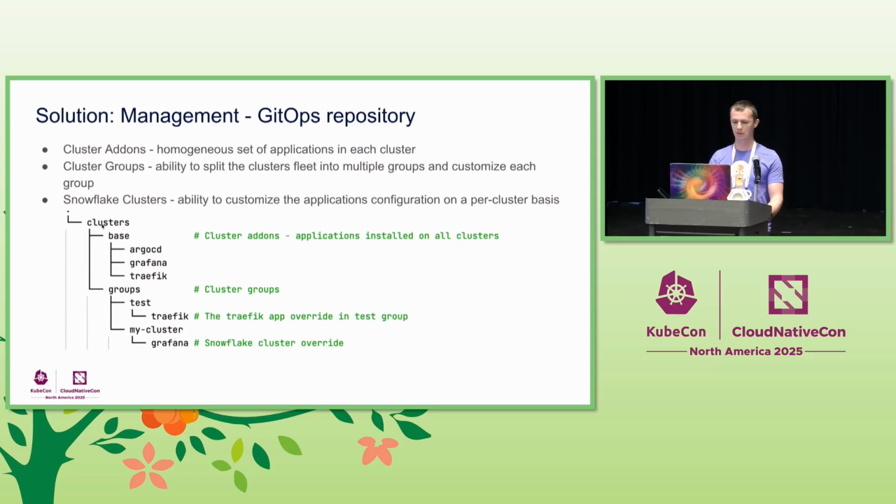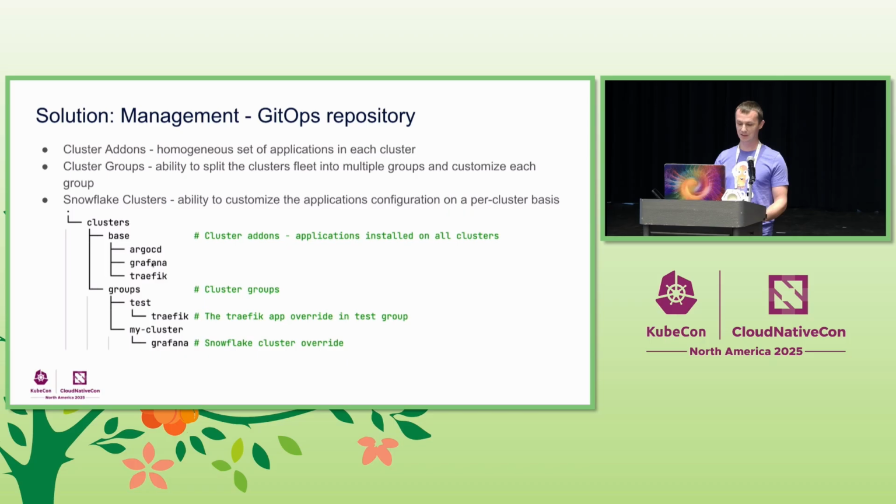So a few words about the structure. We propose to have this directory called cluster that has a couple of subfolders, base and groups. And so base has a list of directories, and each one represents an application installed on a cluster. So we had Argo CD for Argo CD itself, so it can self-manage, and a sample list of applications like Grafana, Traefik, and so on, a list of applications that are installed on the cluster. And so ApplicationSet looks at this base directory and creates an application for each subdirectory, which is its base functionality.